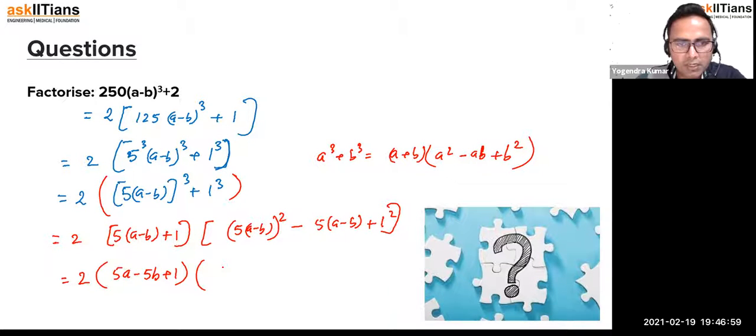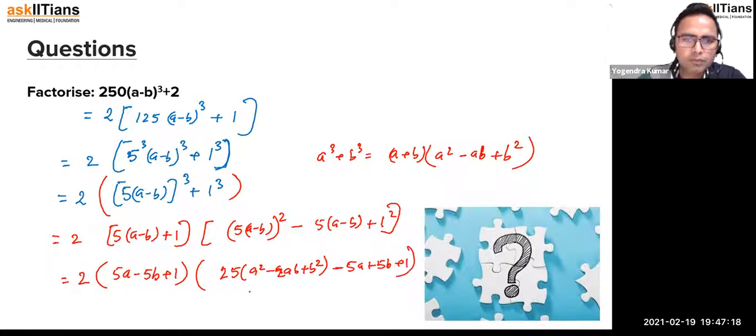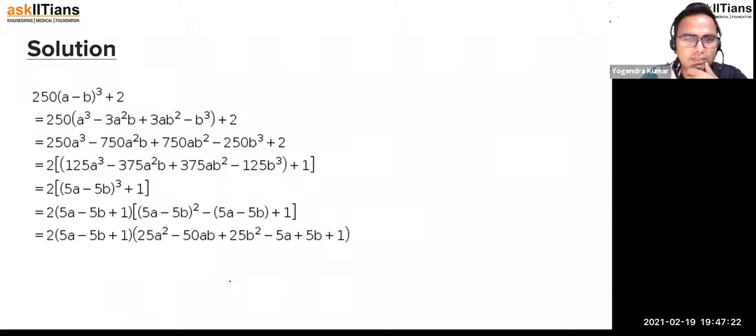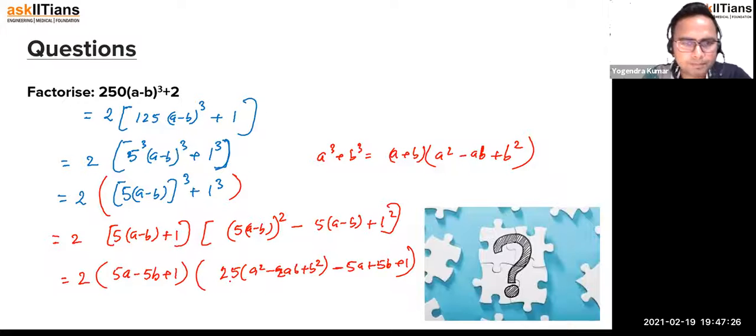Now here, what are we getting? 5 square is also there. You need to be careful here. 25 and then a square minus 2ab plus b square, minus 5a plus 5b plus 1. This is what we have. We can multiply this further, right? This is what our factorized form is, right? They have done it here. You can follow this, right? I hope you got it.